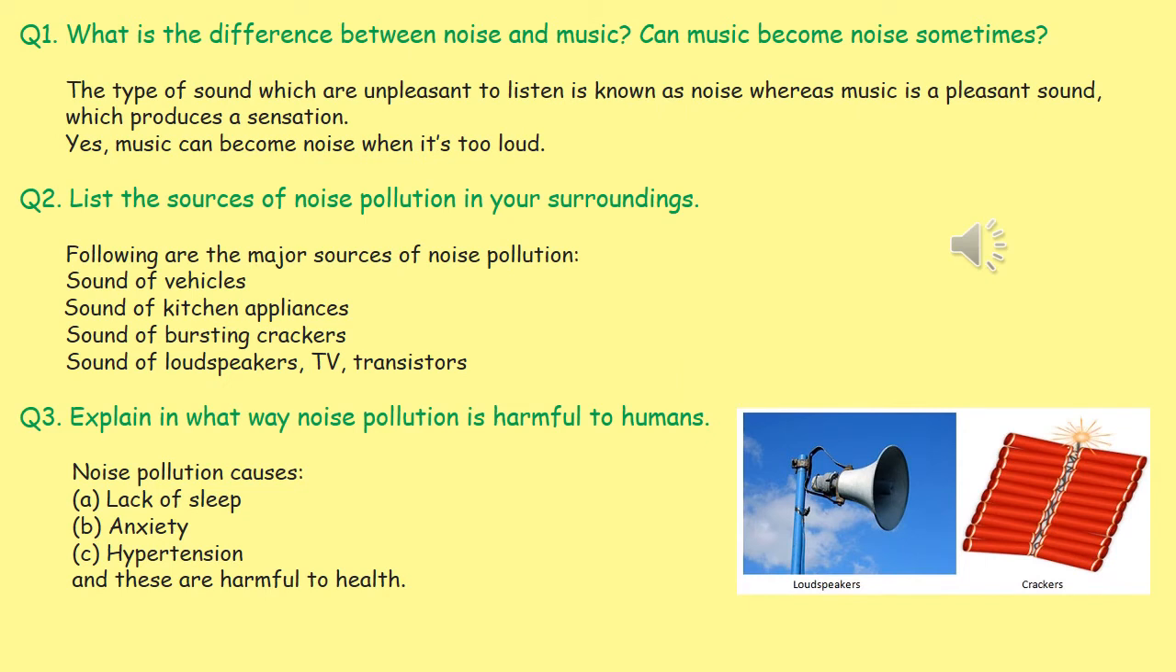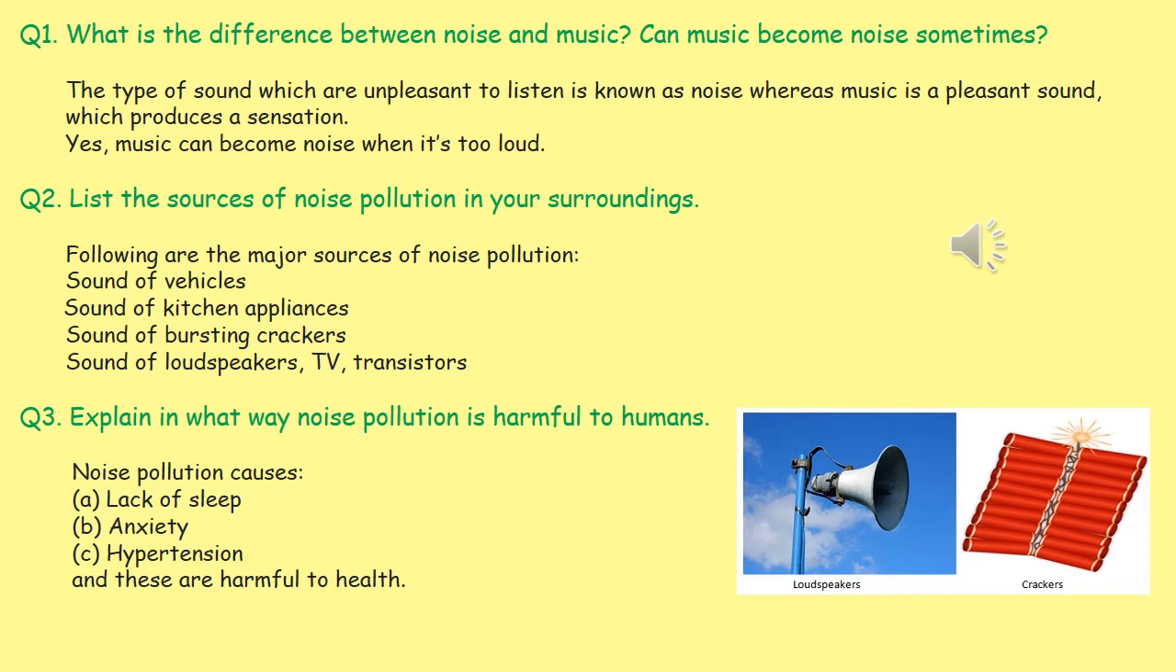Let us discuss a few questions. What is the difference between noise and music? Can music become noise sometimes? The type of sound which is unpleasant to listen to and which is produced by irregular vibration is known as noise, whereas music is a pleasant sound which is produced by regular vibration. Music can become noise when it is too loud.